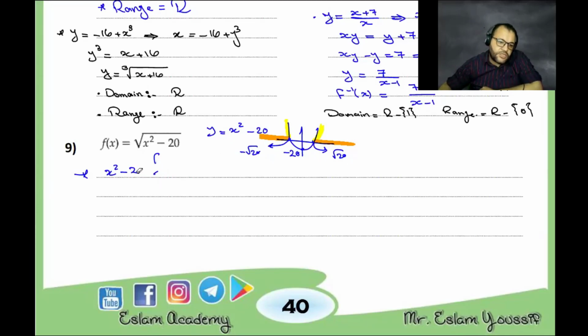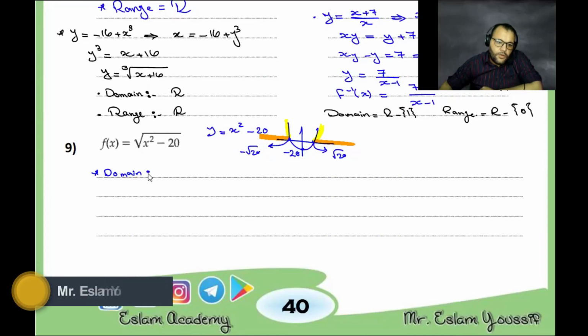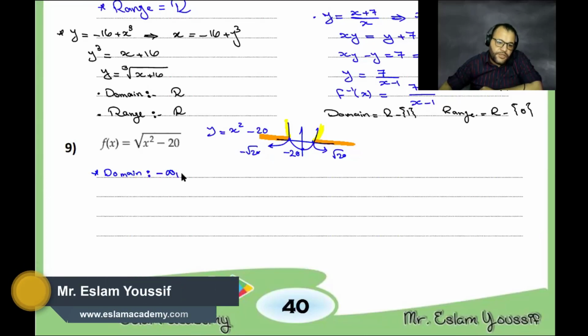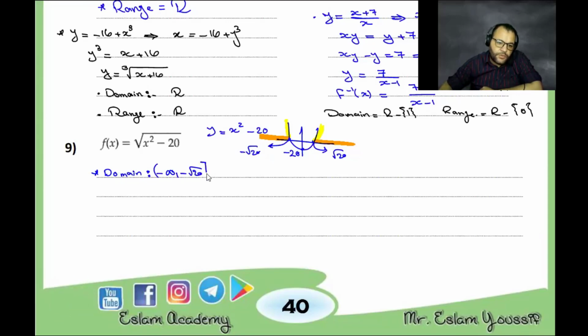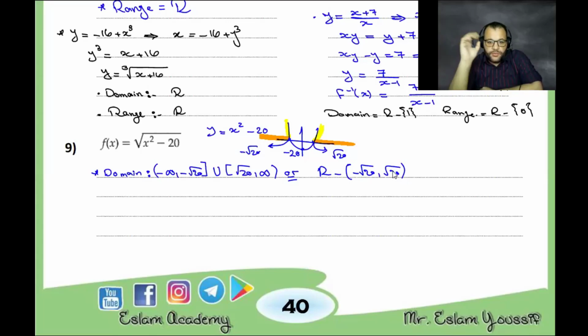So what is the domain for this one? You can write it in 2 ways. You can write it as from negative infinity to negative root 20, this one open and that one closed, and union from positive root 20 to positive infinity. Or it can be all numbers except the interval between negative root 20 and root 20. Any number between negative root 20 and positive root 20 we will not accept, but we accept all the other numbers.